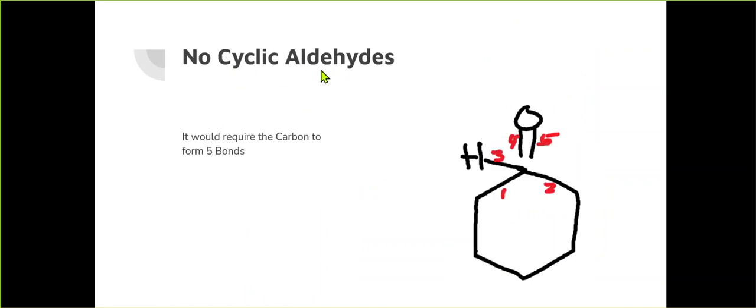And you can't have cyclic aldehydes because you'd end up with 5 bonds. You look at this carbon right here. You can't have a double bond oxygen and have a hydrogen. Remember, it's got to have both of these. So for it to have both, you'd have to have one bond here, another bond over there to that carbon, a bond to this hydrogen, and then 2 bonds to the oxygen, which gives you 5. And carbon can't have 5 bonds, it can only have 4. So you can't have cyclic aldehydes.